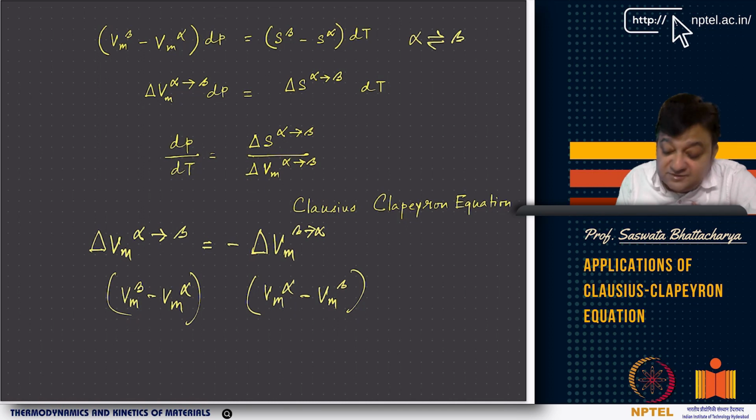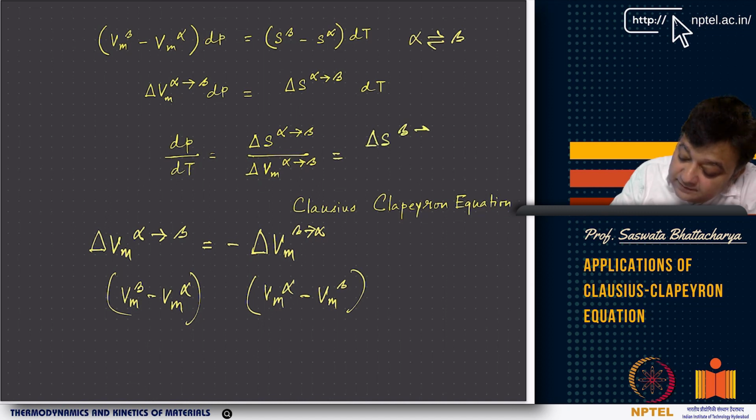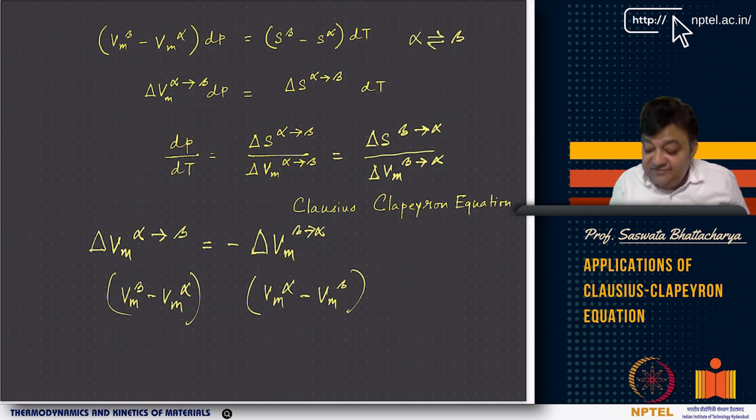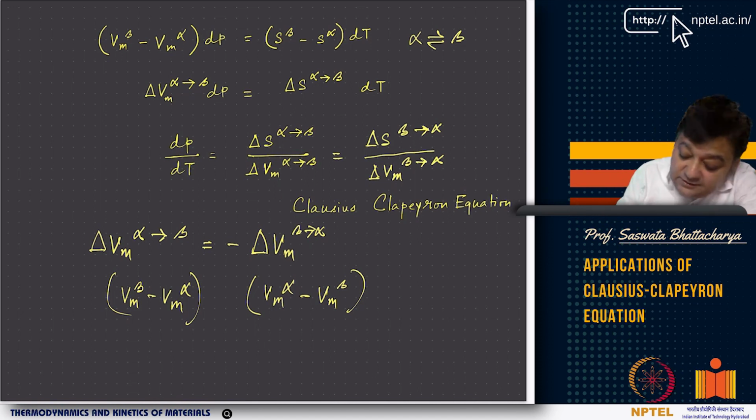Delta S is the molar entropy of transformation from beta to alpha, or you can write it as alpha to beta. It does not really matter. If you write delta S beta to alpha and delta Vm beta to alpha, it does not matter, because the negative sign on the numerator and the negative sign on the denominator cancel out. This is the famous Clausius-Clapeyron equation, the equation of the phase boundary. It gives the slope of the phase boundary.